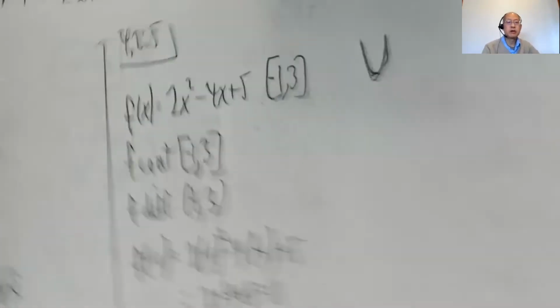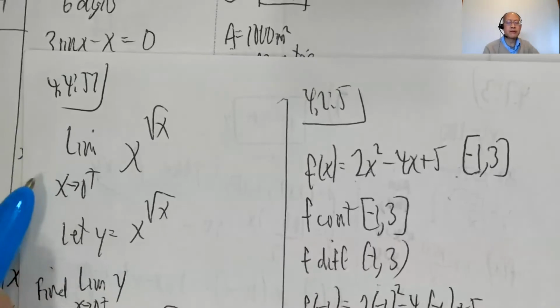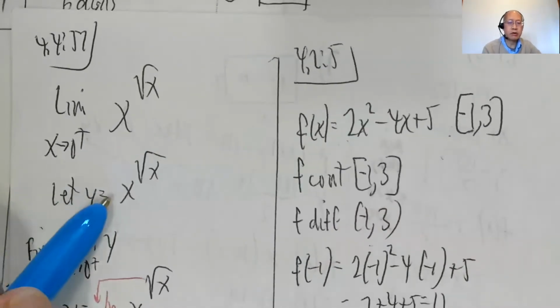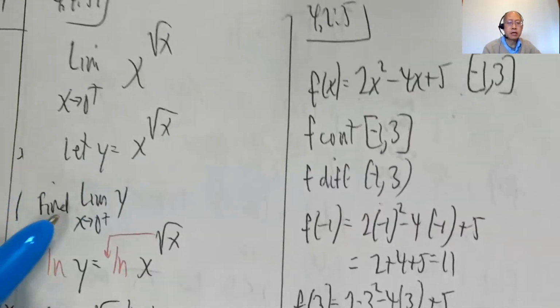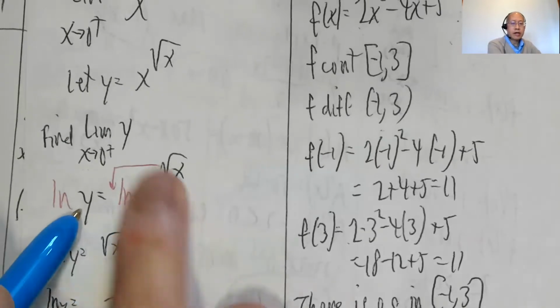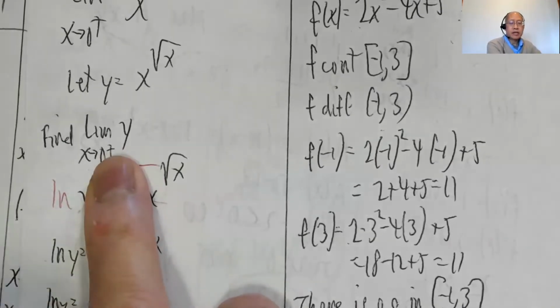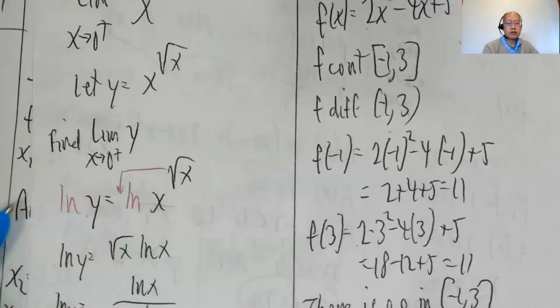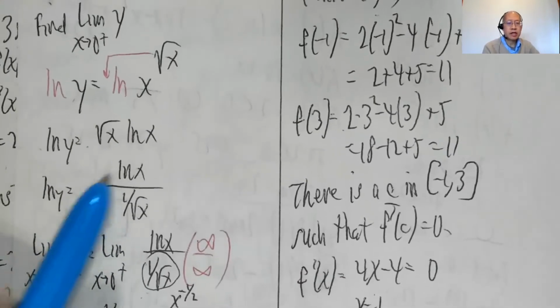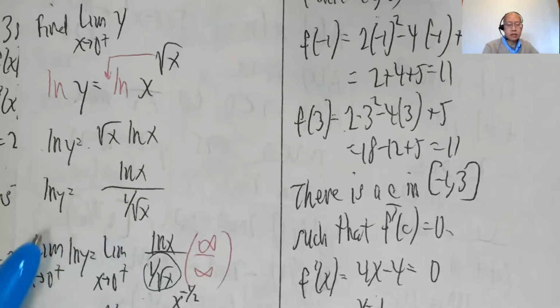Here's 4.4, number 57. Limit as x approaches 0 from the right of x to the radical x. So let y equal x raised to the radical x. Find the limit as x approaches 0 from the right of y. Take the natural log of both sides. Ln y is radical x ln x, which is ln x over 1 over radical x.